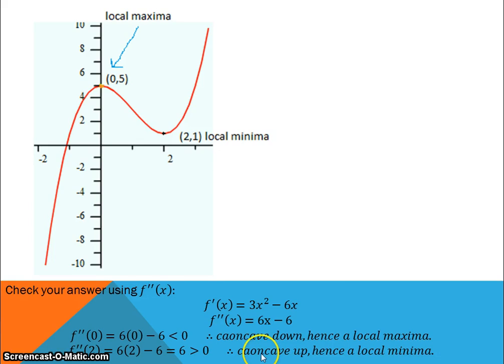We can check our answer by using the second derivative. We evaluate the second derivative at those critical points. In this case, we see over here f double dash of 0 is less than 0, in other words negative. So we have a concave down at this particular point, thus giving us a maxima. And when x is equal to 2, the second derivative is greater than 0, so the curve is concave up and we end up with a local minima.